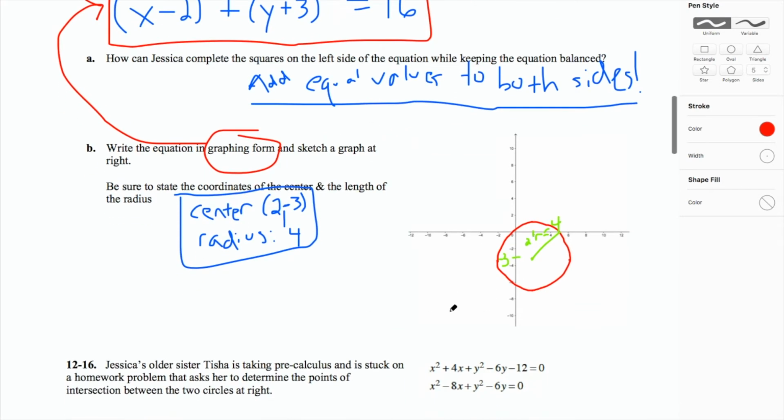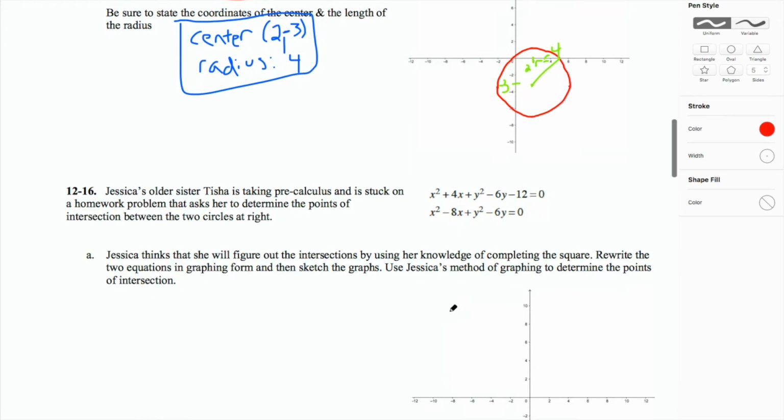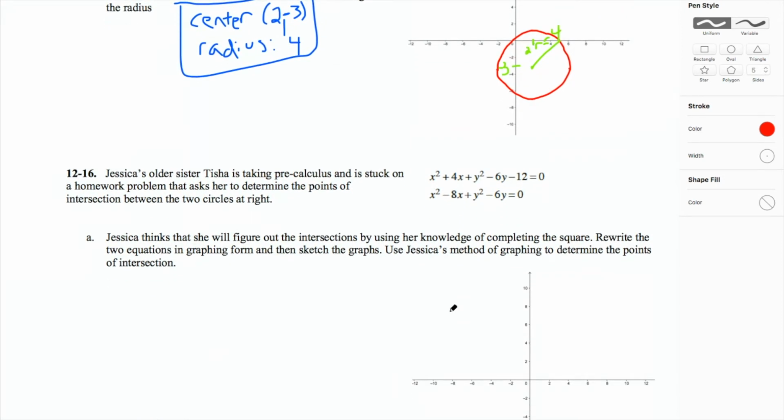All right, so let's help Jessica's older sister with her problem. We got question 1216. Jessica's older sister, Tisha, is taking pre-calculus and is stuck on a homework problem that asks her to determine the points of intersection between the two circles at right.